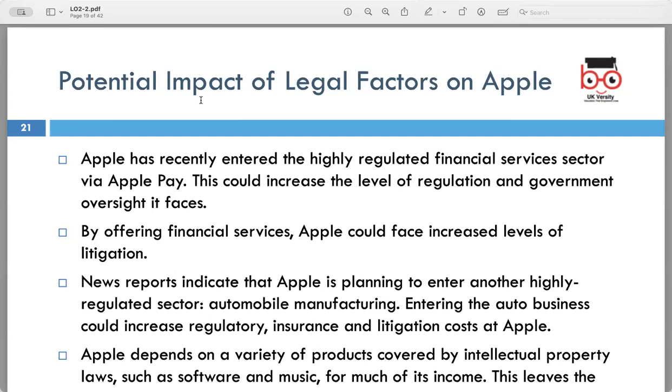One of the primary sources of revenue for Apple is derived from a wide range of products that are under the purview of intellectual property laws, including software and music. Because of this, the corporation is extremely susceptible to both forms of piracy and legal confrontation.